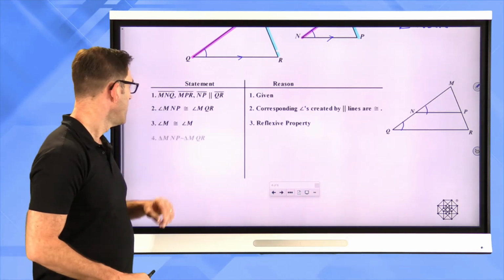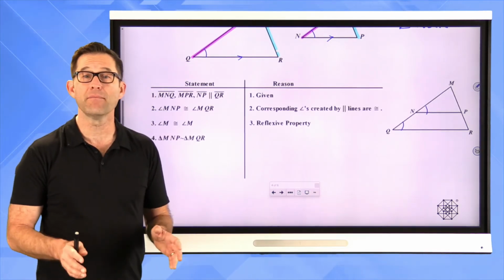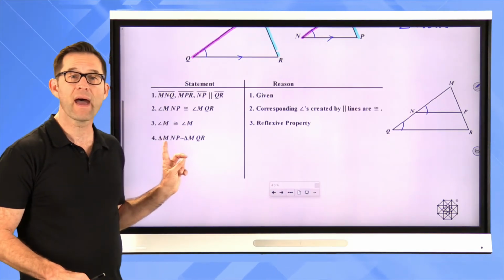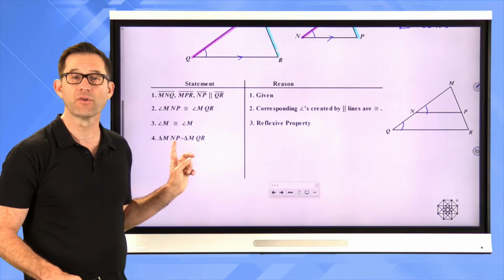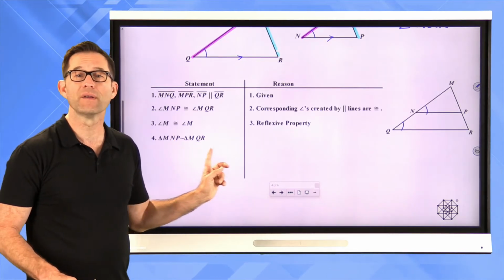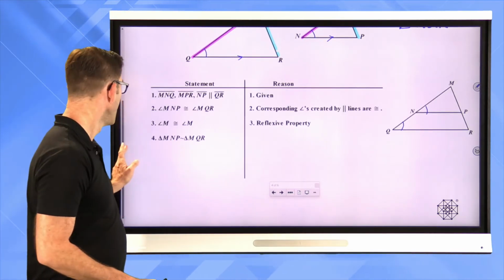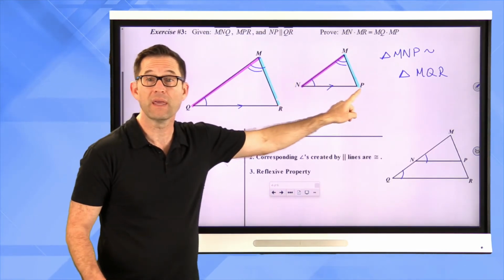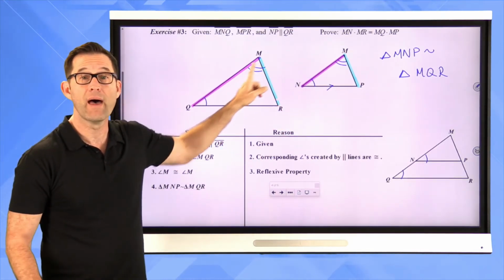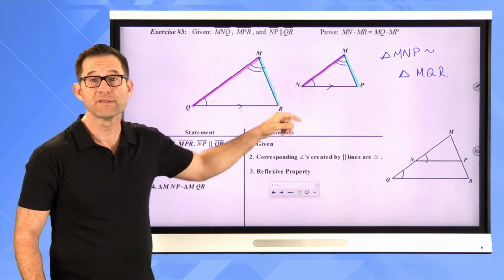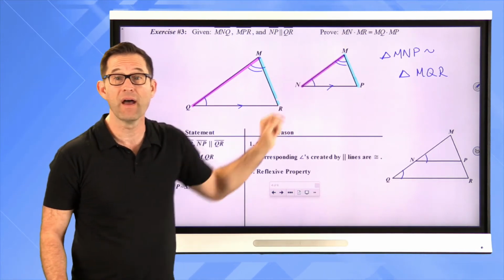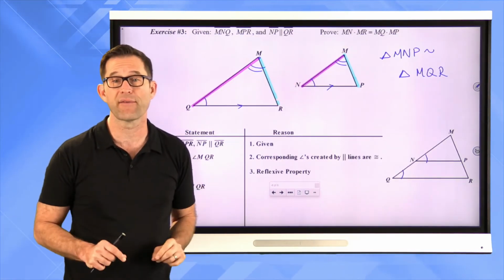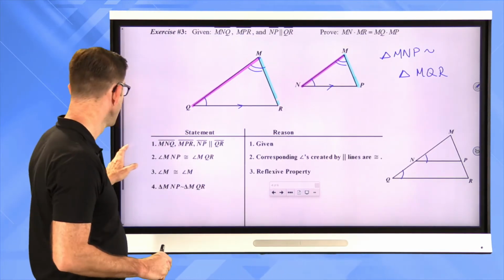Okay, now I've got triangle MNP similar to triangle MQR. And it doesn't matter what the order of the vertices on the first triangle are, as long as the ones on the second one correspond, right? So if I'm going to go MNP, then I've got to do MQR. I could also do like PNM and then do RQM. It doesn't matter, they just have to be the corresponding vertices.